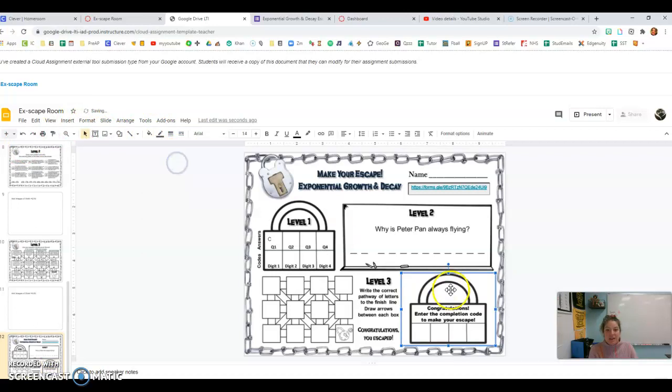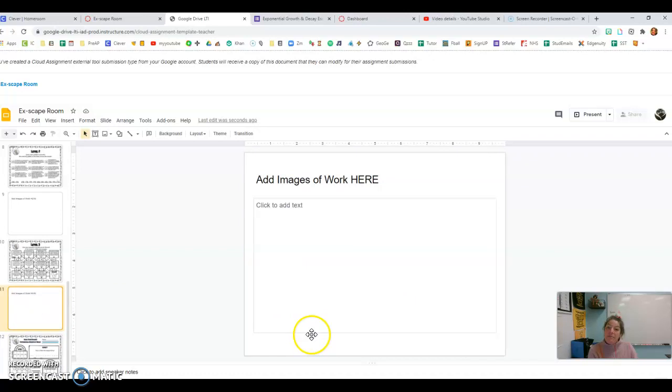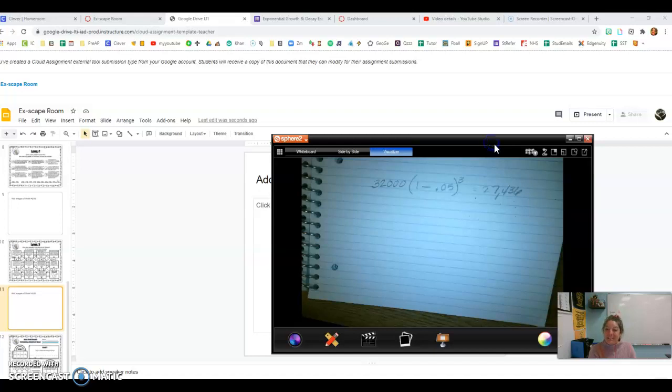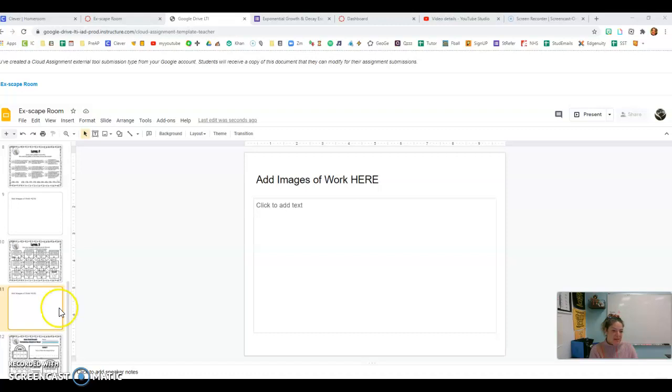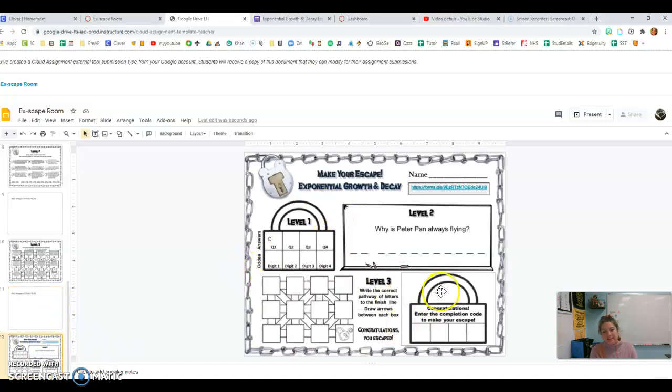Now, here's the other kicker, okay? If this code is what's going to give you the answer. Because you are submitting images of your work, you are welcome to type or write the code in right there with your work and take a picture of it. But you definitely don't have to worry about filling this part in twice as long as you have this code down here. Okay, so I hope that makes a little bit of sense.